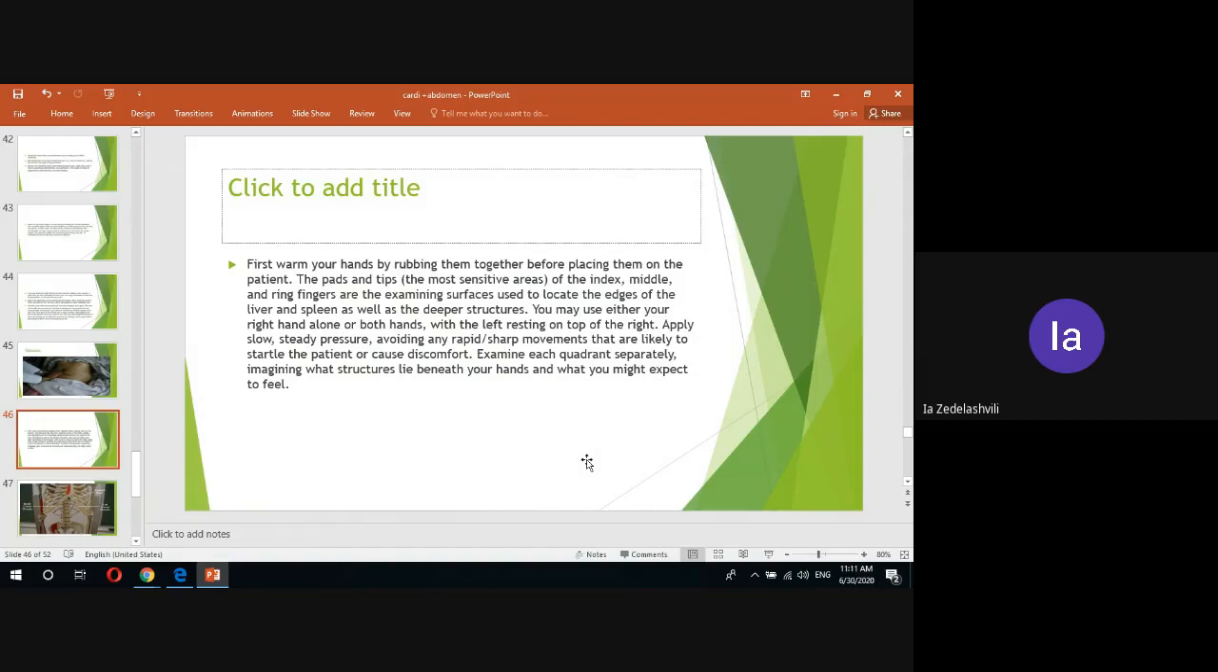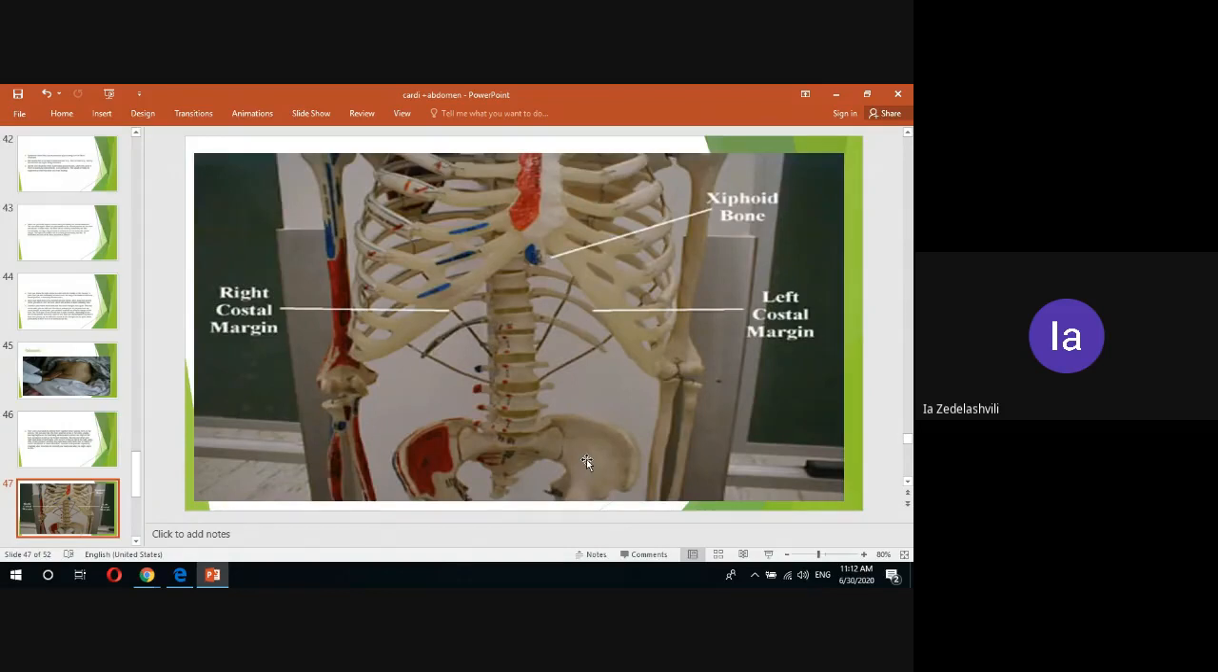You may use either your right hand alone or both hands, with the left resting on top of the right. Apply slow, steady pressure, avoiding any rapid sharp movements that are likely to startle the patient or cause discomfort. Examine each quadrant separately, imagining what structure lies beneath your hand and what you might expect to feel. This is the portion where you have to do it once again.